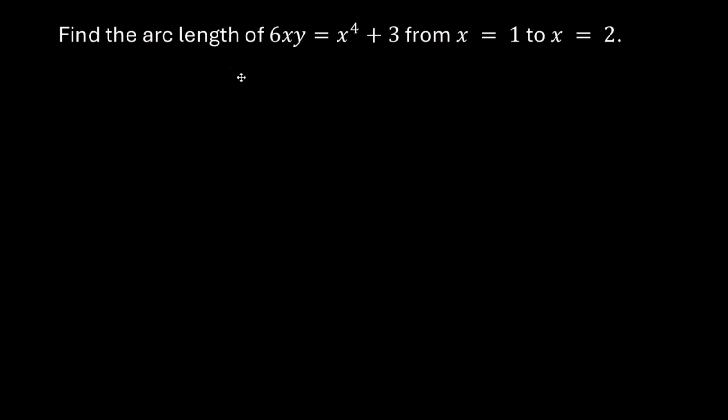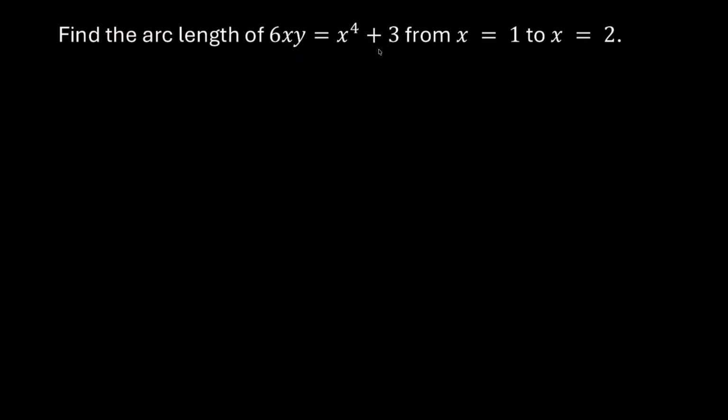We're going to go ahead and jump into some arc length examples that are algebra intensive. We want to find the arc length of 6xy equals x to the fourth plus 3 from x equals 1 to x equals 2. So here, we are not given y explicitly, but we can easily solve for it by dividing by 6x.